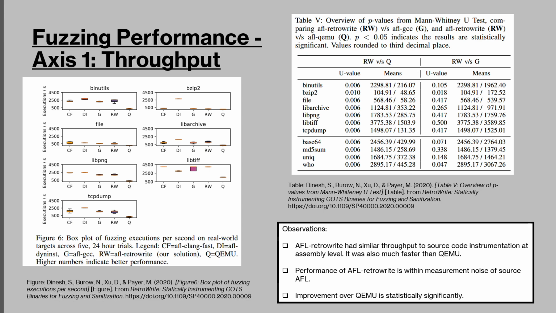Regarding the performance of AFL RetroWrite, a comparison was made against current alternatives. Performance was measured along two axes: executions per second and the number of unique bugs triggered. As shown, AFL RetroWrite had a throughput largely equal to that of AFL source code instrumentation at assembly level. Moreover, it was significantly more performant than QEMU, the current AFL tool for handling binary-only analysis. From the Mann-Whitney U-test, we also see that this improvement over QEMU is statistically significant, while any discrepancy between AFL RetroWrite and AFL source code instrumentation at assembly is within measurement noise.